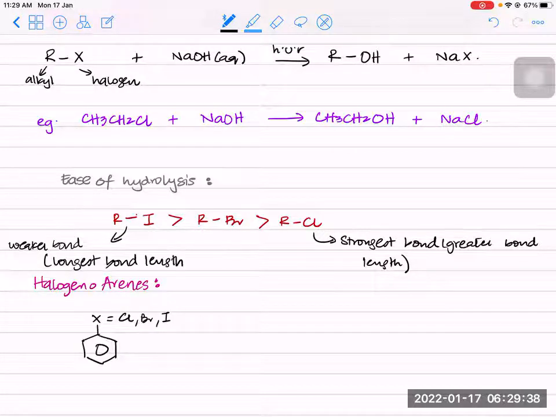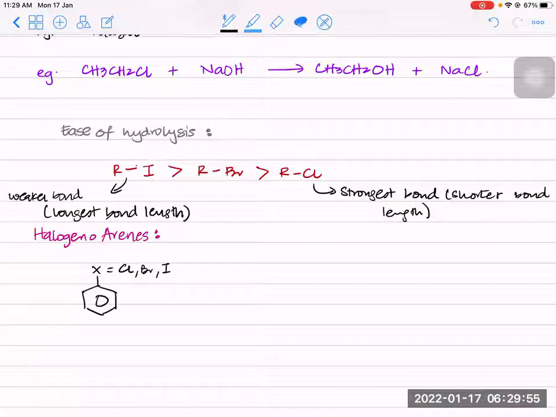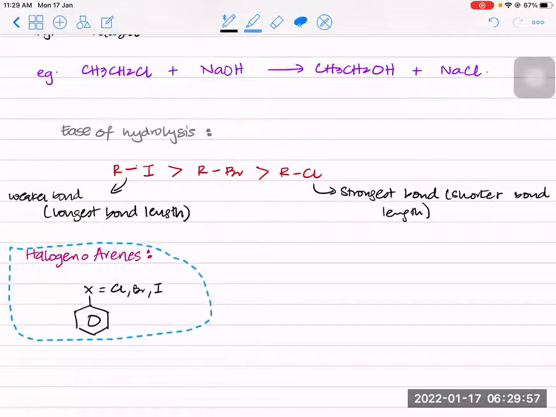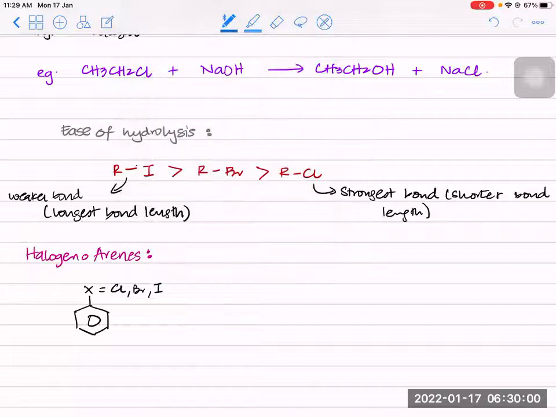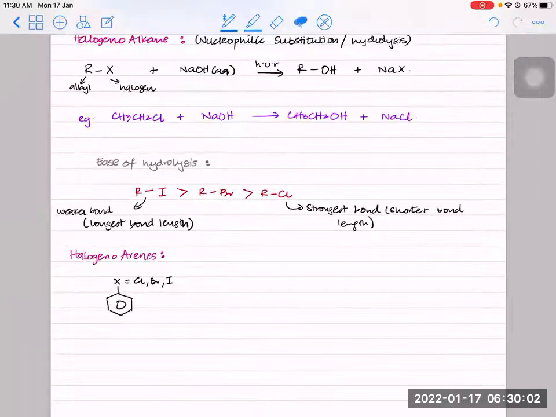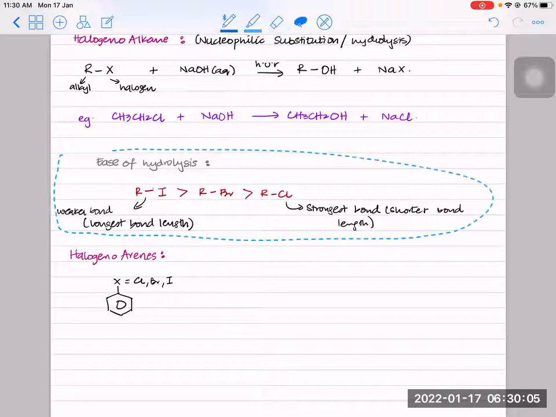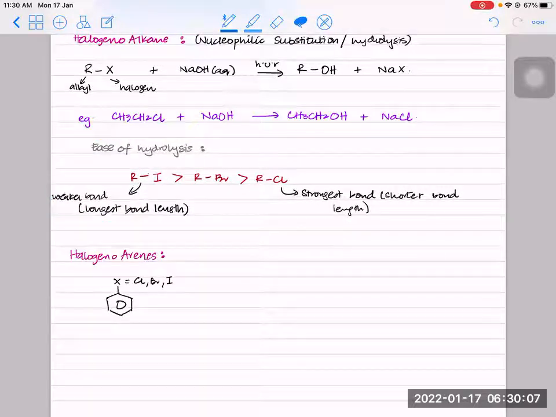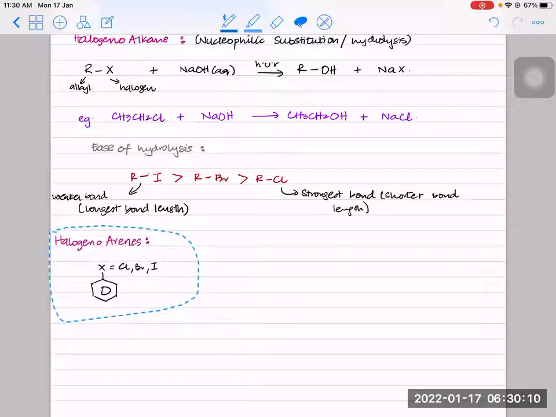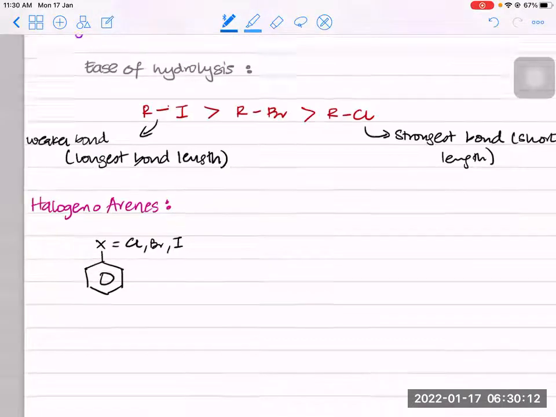You know, bond length is inversely proportional to bond strength. And this is the strongest R-Cl bond due to shorter bond length. And we know as the bond length increases, the bond strength decreases. So right here, your iodoalkane will hydrolyze the fastest. We've done this in AS. We've seen hydrolysis in AS, right? Nucleophilic substitution of halogenoalkanes. And which one will break the fastest?